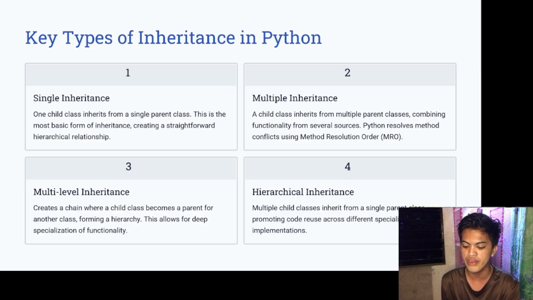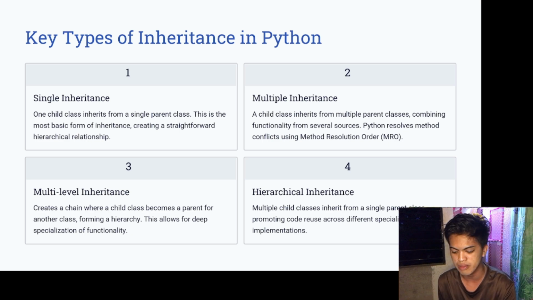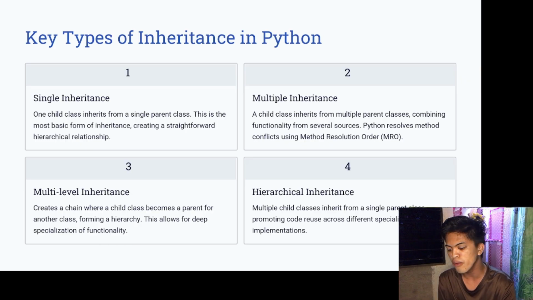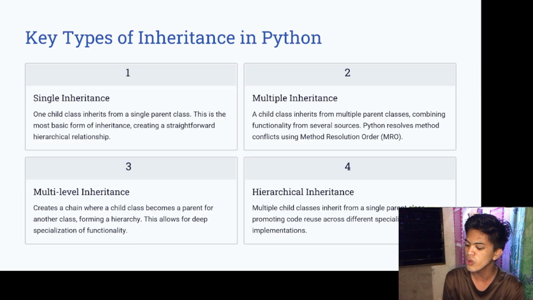Third is multi-level inheritance. It creates a chain where a child class becomes a parent for another class, forming a hierarchy. This allows for deep specialization of functionality. Fourth is hierarchical inheritance. Multiple child classes inherit from a single parent class, promoting code reuse across different specialized implementations.